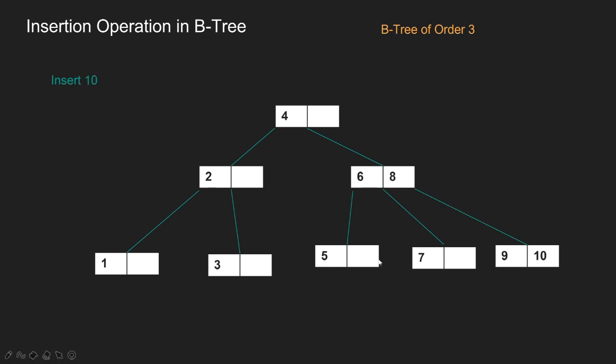So at last, insert 10. We'll find the leaf node here, and we will insert 10 here because there's an empty position. Yeah, this is the insertion process when constructing a new B-tree.